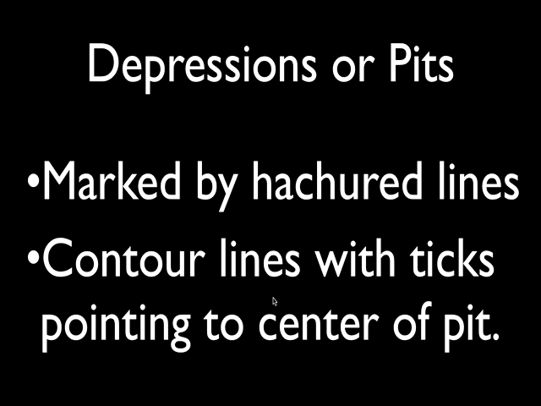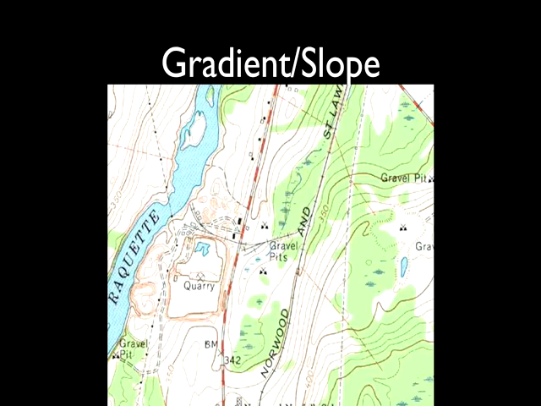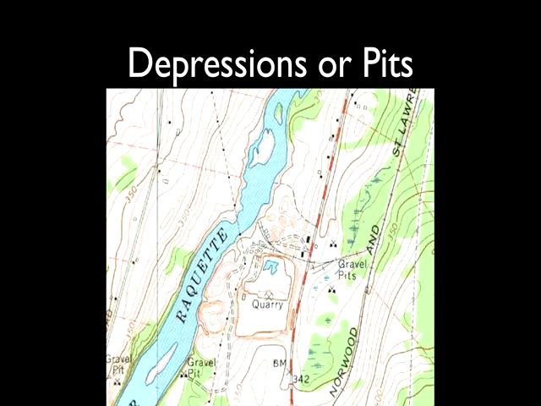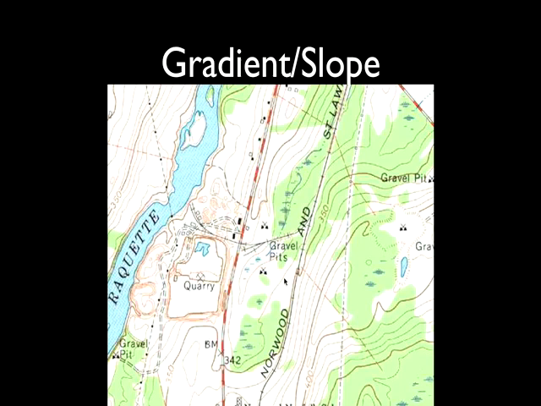So we can recognize depressions or pits by the fact they're marked by hachured contour lines. Those are contour lines with ticks pointing to the center of the pit. Okay, so that's just going back here to Barrett's. We can see that this large pit representing the Barrett's Quarry, those tick marks point in towards the center. That's how we recognize depressions or pits on a contour map.